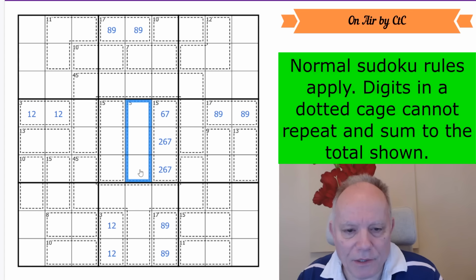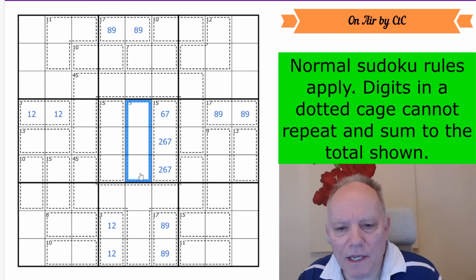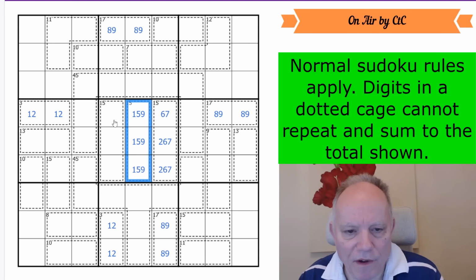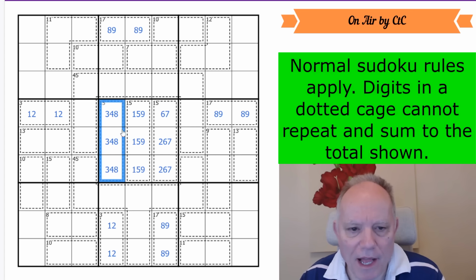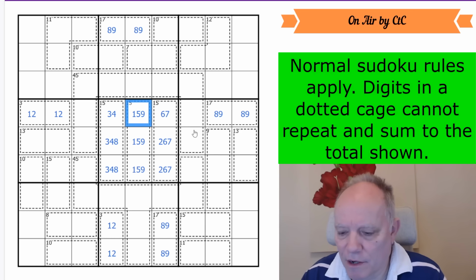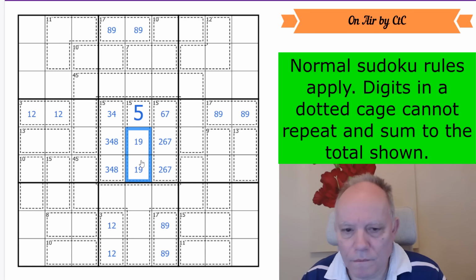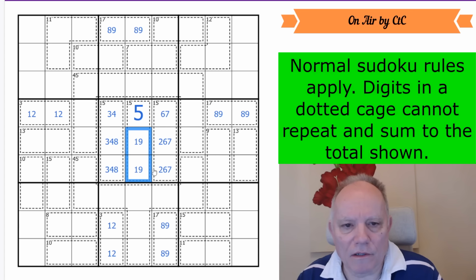This cage now has a 1 in it for definite. And now we think about 8 and 9. They've got to be split between the two cages. And if 8 was in this cage with the 1, it would need a 6, but it can't have a 6. So this must be 9, 1, 5. This must be 3, 4, 8. And this digit can't be 1 or 9 in this row, so it must be a 5. And there's a little start for us.